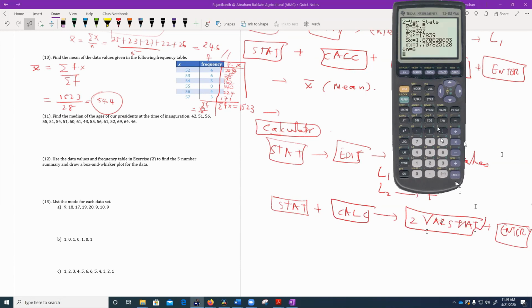I'm getting that answer. Good. 54.5. So very close. Only one decimal is different. Doesn't matter, that is not a big deal. 54.5 and 54.4.